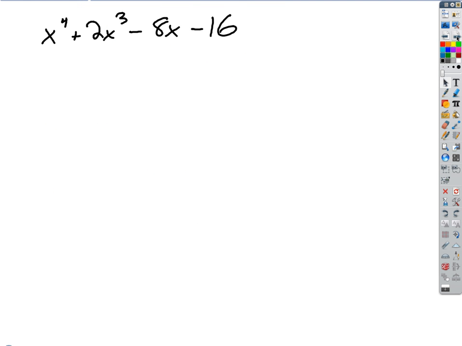Okay, let's try one more of those. What about that one? How many terms? 4. So is there a greatest common factor I can undistribute? Not this time, is there? Okay. 4 terms, so what's my strategy? Divide. AKA grouping. Good.